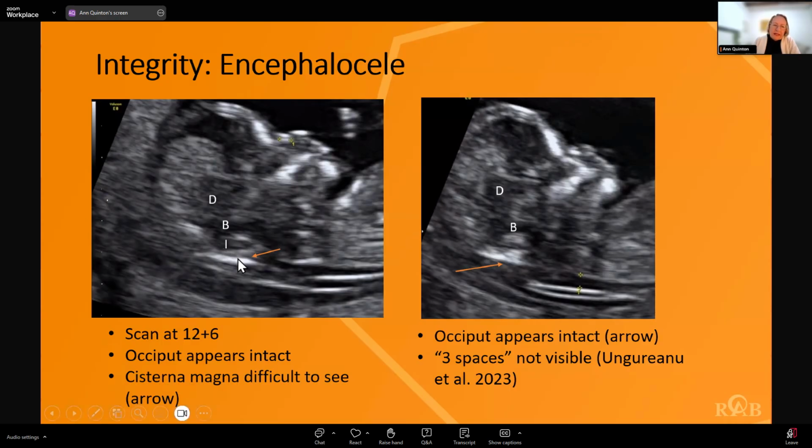But the choroid plexus bar and the cisterna magna are quite difficult to see. Having said that, the occipital bone looks quite intact here. So that actually looks quite normal. You know, if I looked at that, I'd go, oh yeah, that occipital area looks fine. And then again, we can just see two structures in the fetal brain. We can see the choroid bar on this fetus, but very, very small to absent intracranial translucency, so fourth ventricle and cisterna magna. And again, we can see that the occipital bone looks intact.